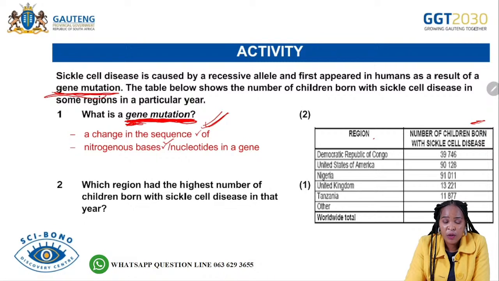Then let us take a look at number 2. Which region had the highest number of children born with sickle cell disease in that year? So you're going to come to the table and look at the numbers. The region that has the highest number, you're going to put it there. So when we look at that, it is Nigeria with 91,011.